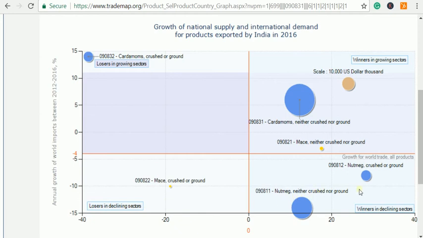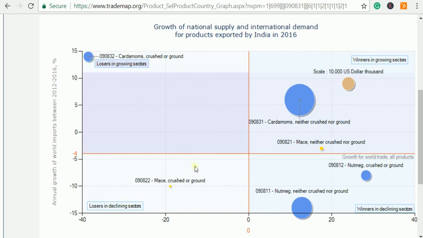So we like to know that our product should be a potential product in the international market. So this gives you a good idea. Here we can see cardamom neither crushed nor ground. So the whole cardamom is a winner in this sector, whereas crushed cardamom, it is a loser. So though the cardamom sector is growing, the whole cardamom has a good demand, but the crushed one is losing the demand in the international market.